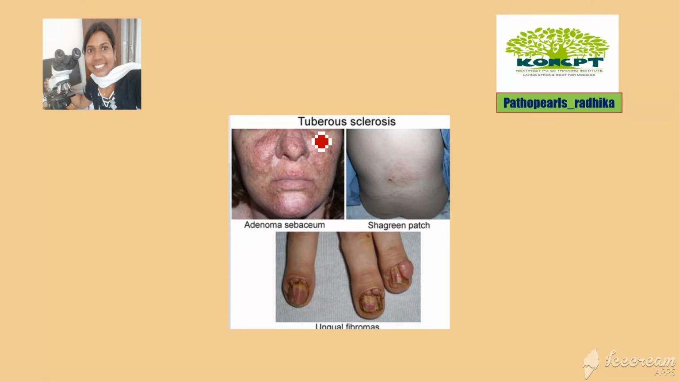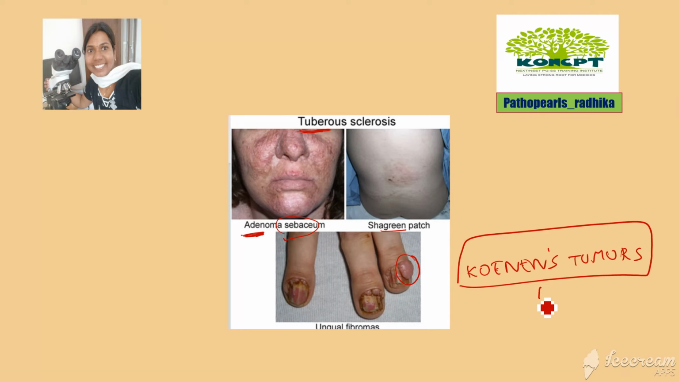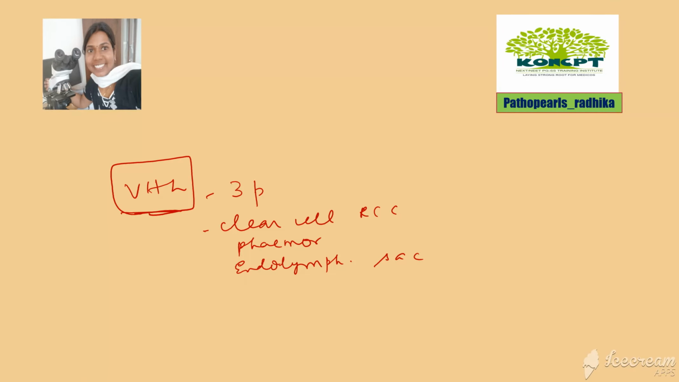Along with these multiple tubers, that's why it's called tuberous sclerosis, you can have something called adenoma sebaceum. Remember, it's a misnomer. It's not from the sebaceous glands. You can have Shagreen patches and you have fibromas in the subungual region, which is called Koenen's tumor. This was an MCQ in NEET. So Koenen's tumor is seen in tuberous sclerosis. And patients with tuberous sclerosis can develop subependymal giant cell astrocytoma.